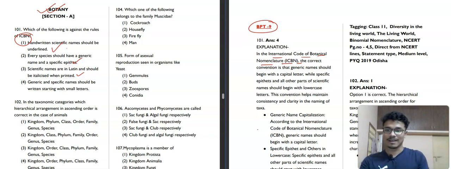Now it is saying that generic name and specific names should be written starting with a small letter. A specific name means a specific epithet, that is, the species name. So this is not correct because the generic name should be capitalized. Like if you are writing Panthera tigris, it should be written like this, underlined, and the generic name Panthera should start with a capital letter and the specific name should be written with a small letter. So here it is against the rules of ICBN. Fourth option will be our correct answer for this question.